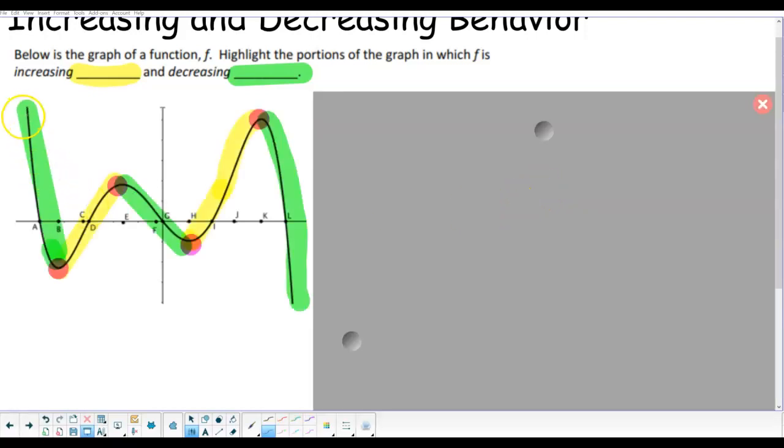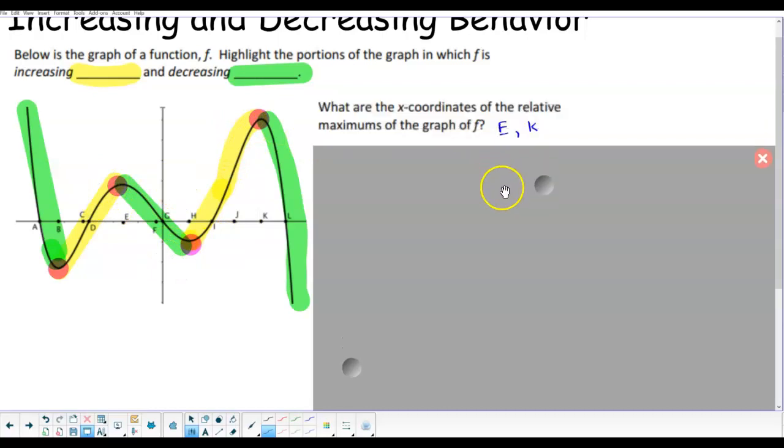Since this is the graph of f, decreasing is anytime you have negative slopes. You see I have 3 intervals where I'm decreasing. Increasing is when I have positive slopes. And then notice the highlighted pink spots, those are the spots where the derivative is equal to 0. Those would be my critical points.